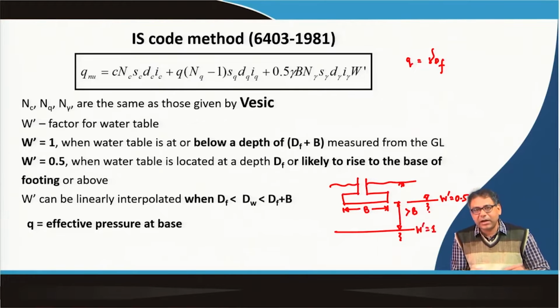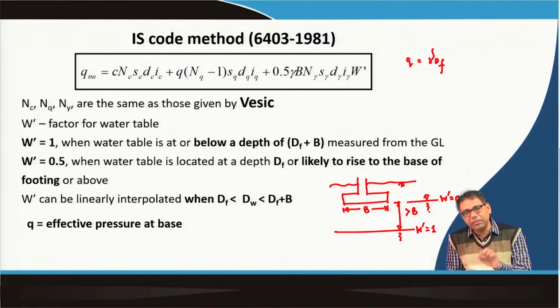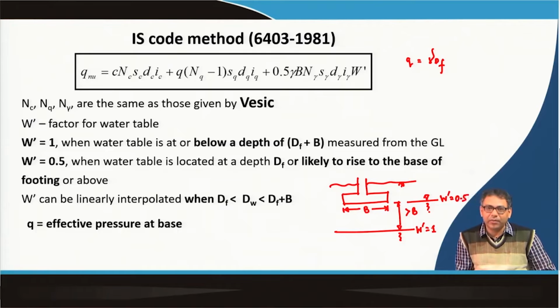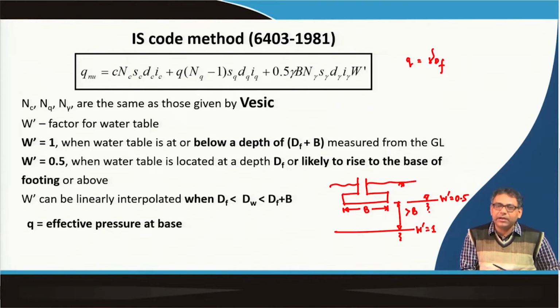So, that means if the water table position is within the ground surface and the base of the footing, then the W dash value will be 0.5 as per this recommendation. So, that means if the water table is at the base of the foundation or above, then the W dash value is 0.5. That means if the water table is at the surface, that is also 0.5, and if the water table is at the base of the footing, then also 0.5.